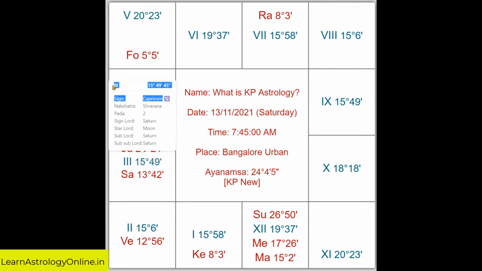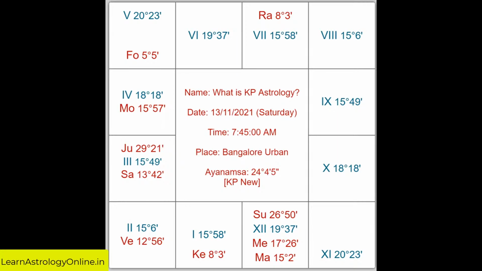Saturn is now within 2 degrees of the third house. So Saturn will give the benefit of the third house more predominantly than the second house. You should not say Saturn is in the second house. You should say Saturn is in the third house. Let's take another example.